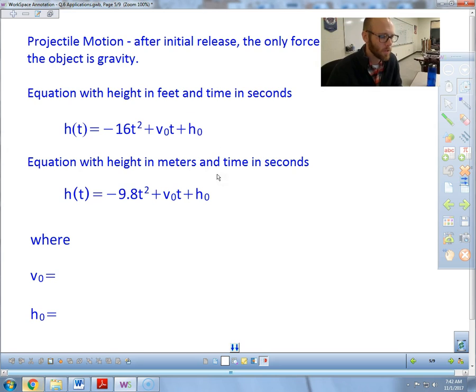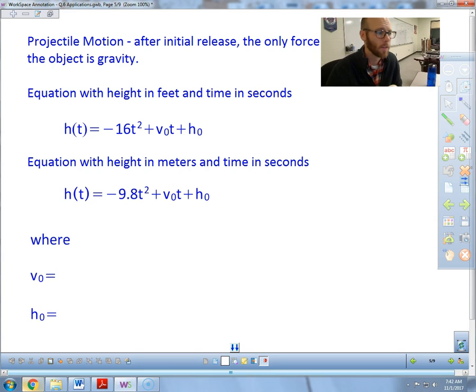I've given you two equations here. One is where the height is measured in feet and the time in seconds, and the other one where the height is measured in meters and the time is in seconds as well. So based on the units that you're working with, whether it's customary or metric, we have to choose the right equation. You'll notice the only thing that's different here is that in our feet equation we have a negative 16 in front, and in our meter equation, we have a negative 9.8. Why those numbers? It has something to do with the acceleration due to gravity.